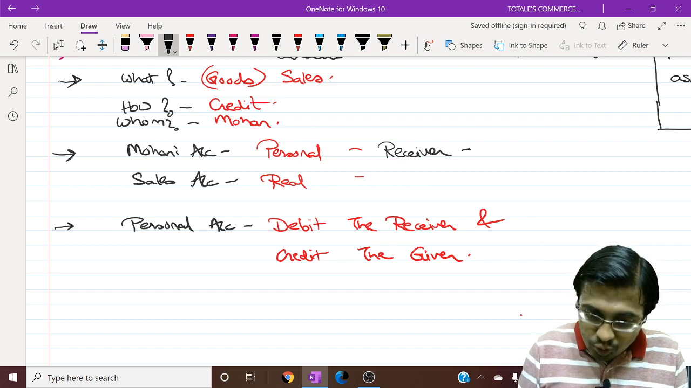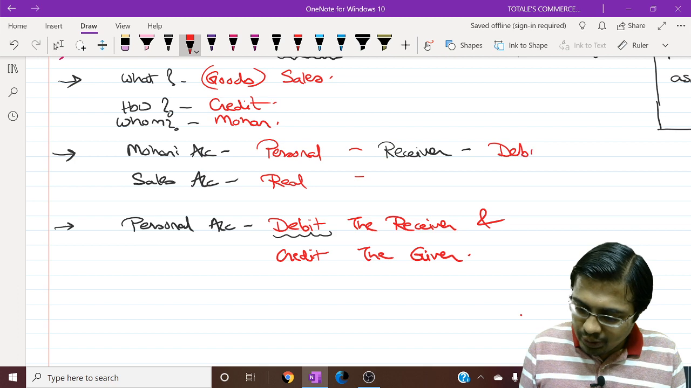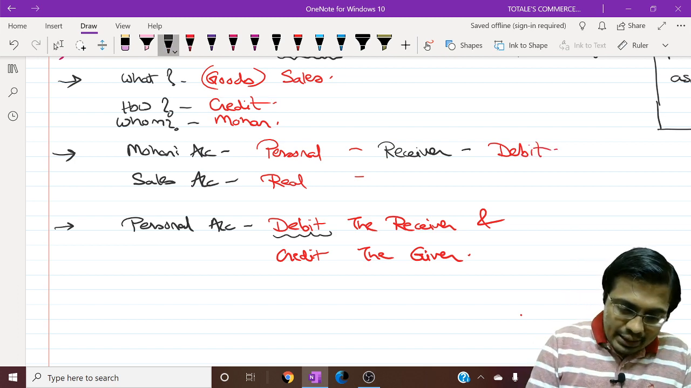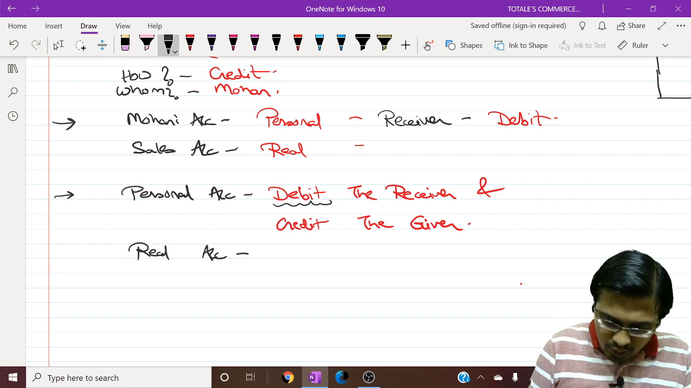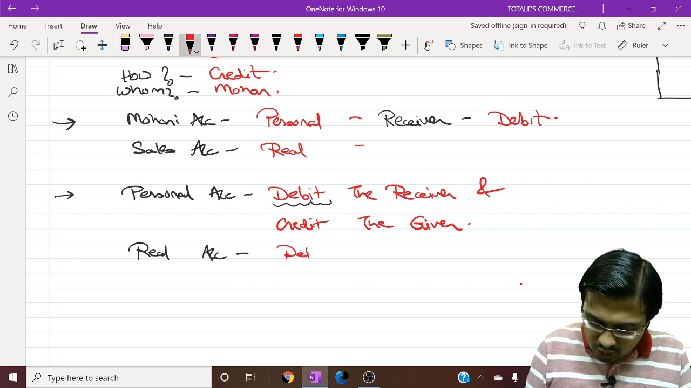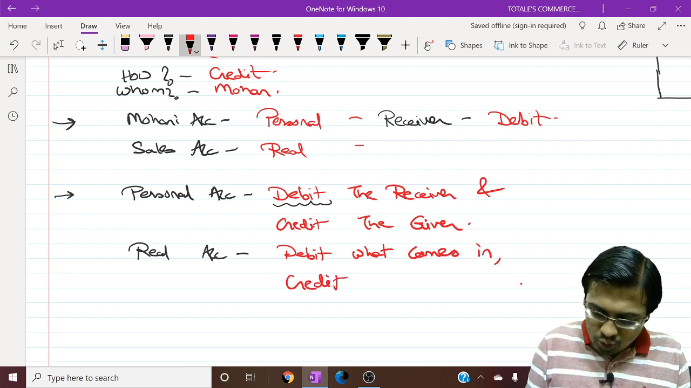We are giving the goods to Mohan. So as per the rules, debit the receiver. So Mohan's account would be debited. Now let us have a look at rules for real accounts. So what are the rules? Debit what comes in, credit what goes out.